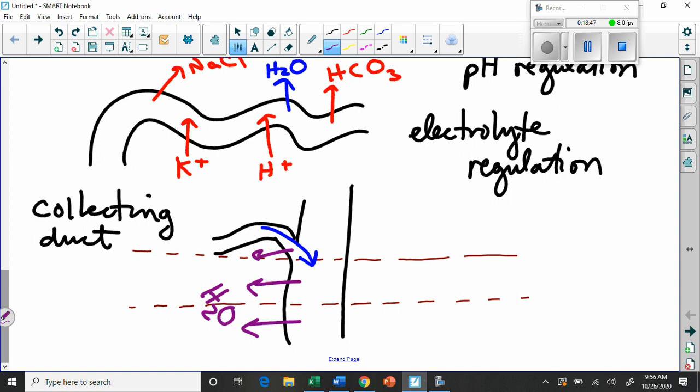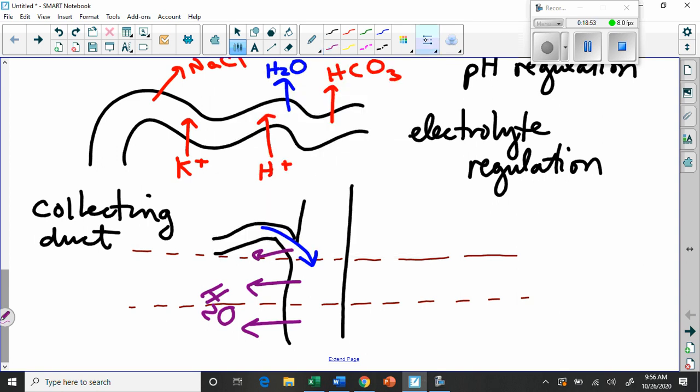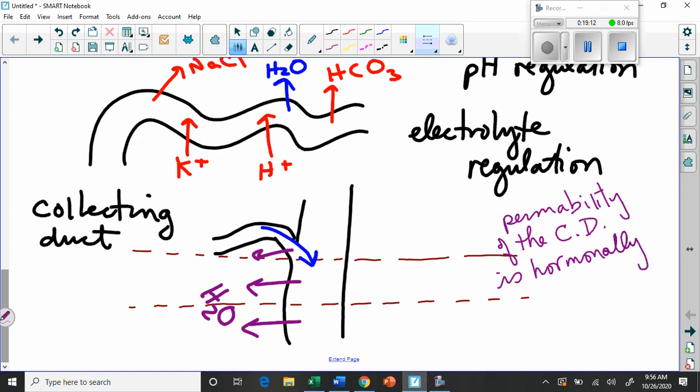Here's the interesting thing about this, though. The collecting duct permeability is hormonally regulated. The permeability of the collecting duct, I'll just call it the CD for now, is hormonally regulated. In other words, hormones can change the permeability of this.